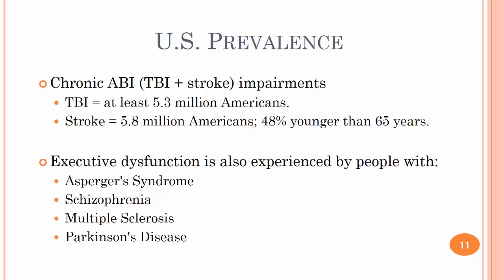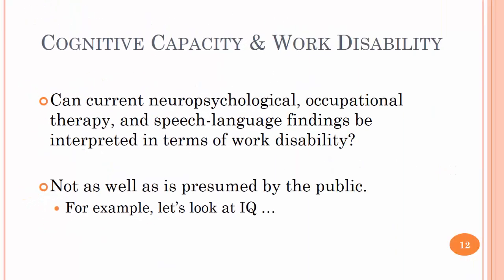Remember, executive dysfunction is also experienced by people with Asperger's syndrome, schizophrenia, multiple sclerosis, and Parkinson's disease. So how do we evaluate cognitive capacity and work disability? Can the current neuropsychological, occupational therapy, and speech-language findings be interpreted in terms of work disability? And the honest answer is that not as well as is presumed by the public.